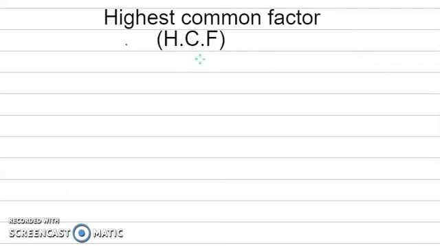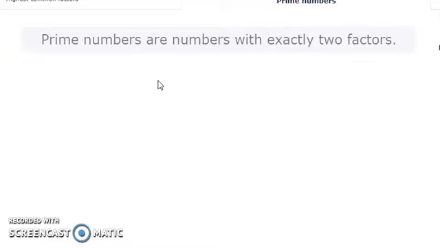In today's class, we will be learning about highest common factor, which in short is called HCF. Before going to the topic straight away, we will first try to understand what prime numbers are. So prime numbers are numbers with exactly two factors.